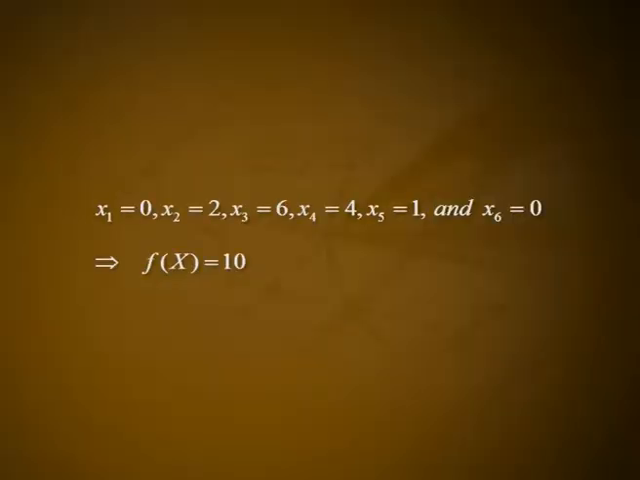Now, the solution is x1 equal to 0, x2 equal to 2, x3 equal to 6, x4 equal to 4, x5 equal to 1 and x6 equal to 0. This implies f of x equal to 10. Since all Zj minus Cj's for j equal to 1, 2, etc., 6 are not non-negative, the current solution is not optimal. As per the methods described in the first iteration, here x1 enters as basic variable and x5 goes out.